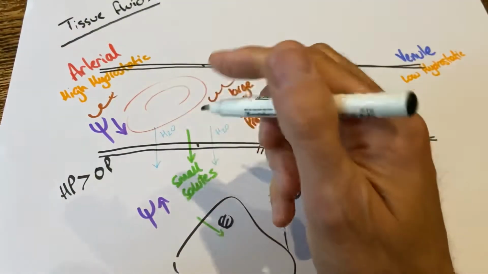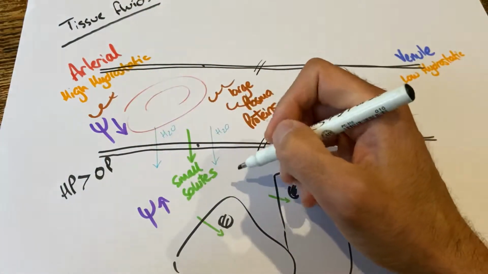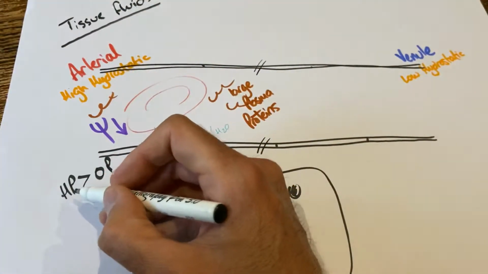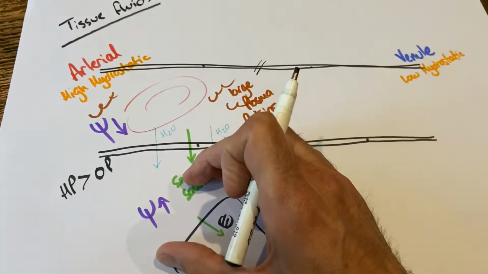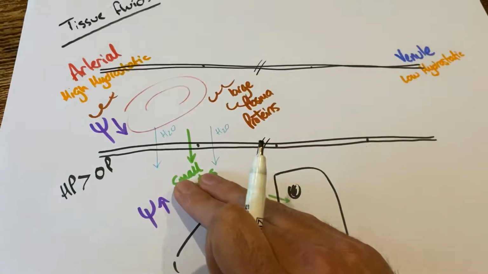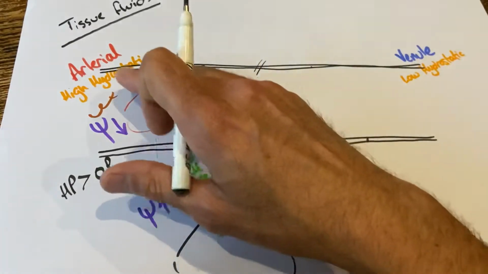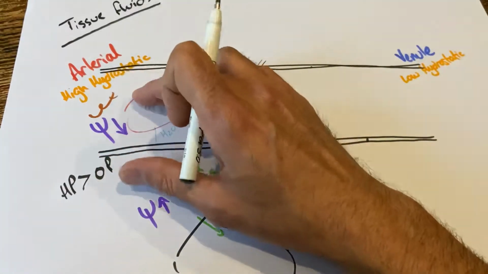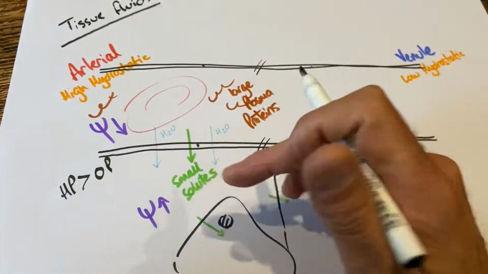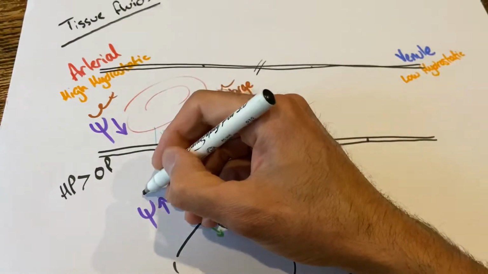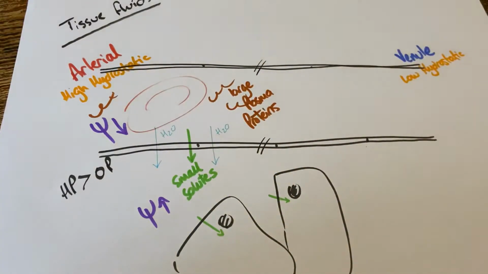So in this situation, at the arterial end, we've got water being forced out, we've got our high hydrostatic pressure, and we're creating this tissue fluid. But what's stopping this tissue fluid from just going straight back in again is the fact that the high hydrostatic pressure is higher than the oncotic pressure, than this osmotic pressure that we have, that would ordinarily see water be reabsorbed back into the capillary.